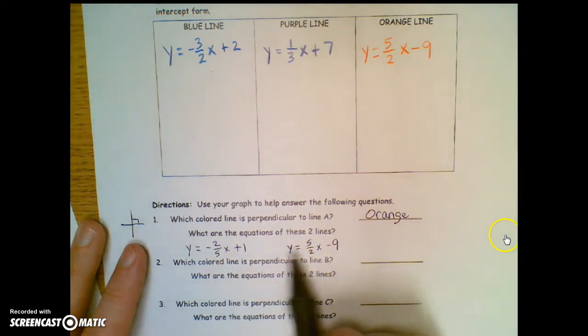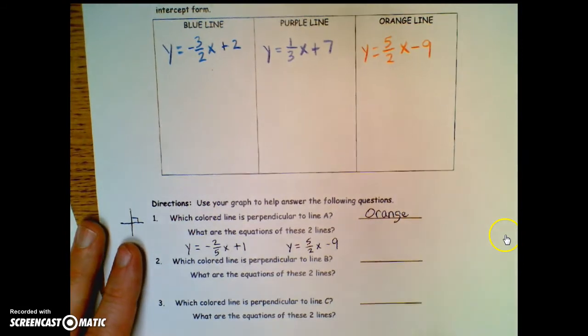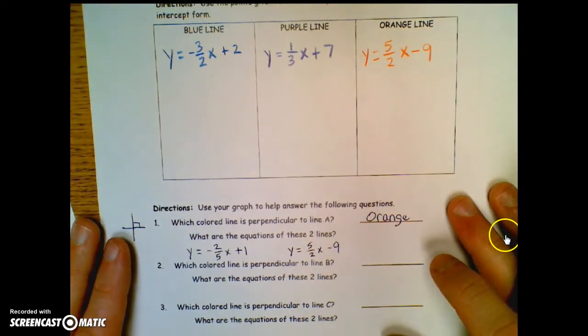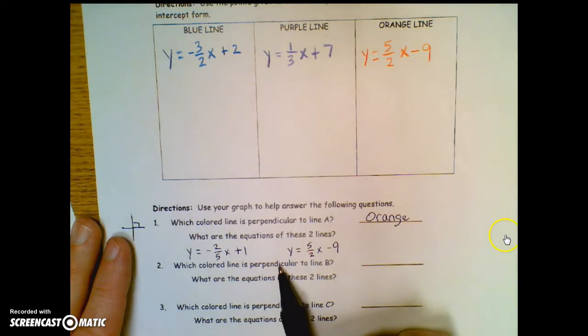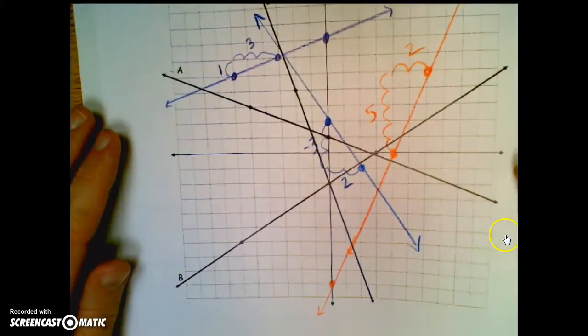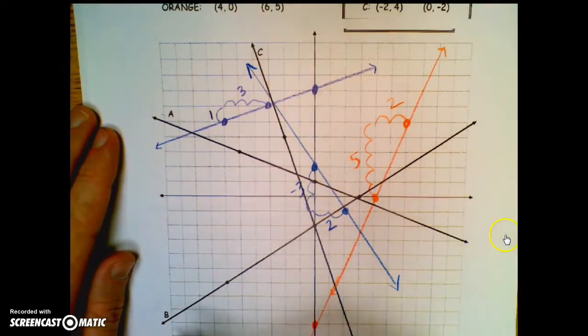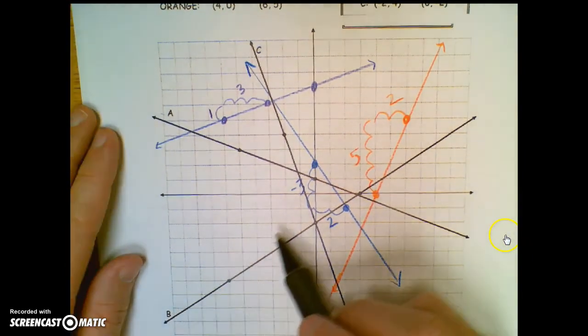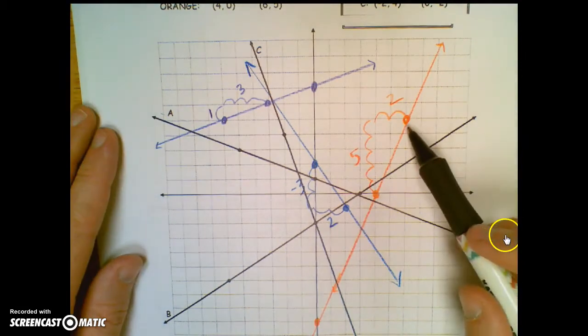So now you should be thinking about what's the relationship between those lines. Let's keep working and see if we can find out. Which colored line is perpendicular to line B? So if I look at line B, let's go back to our picture. B is this line over here. We know it can't be the orange line because we've already talked about that one.